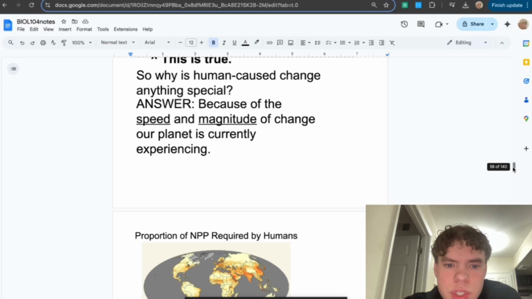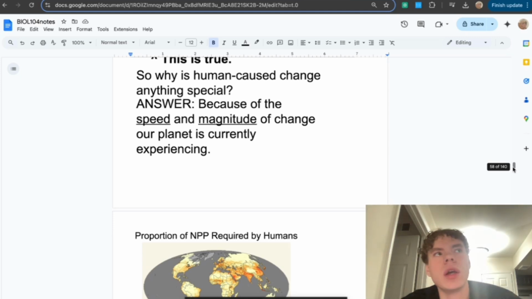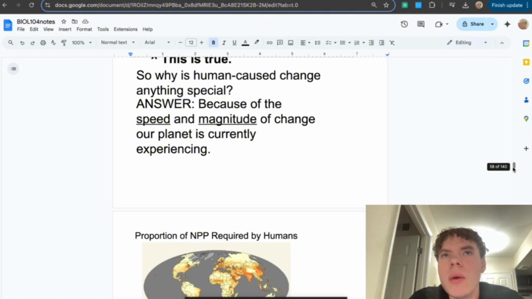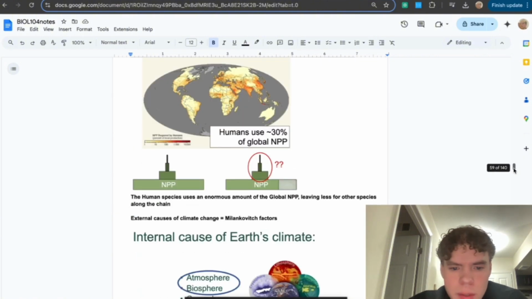Why is human caused change anything special? Because a single individual species has never impacted the planet Earth at such a significant rate before as humans have. As one species, humans have had more impact on the Earth than any other species ever. That's why human caused change is extremely interesting, because it's never quite been seen before in the history of the Earth.